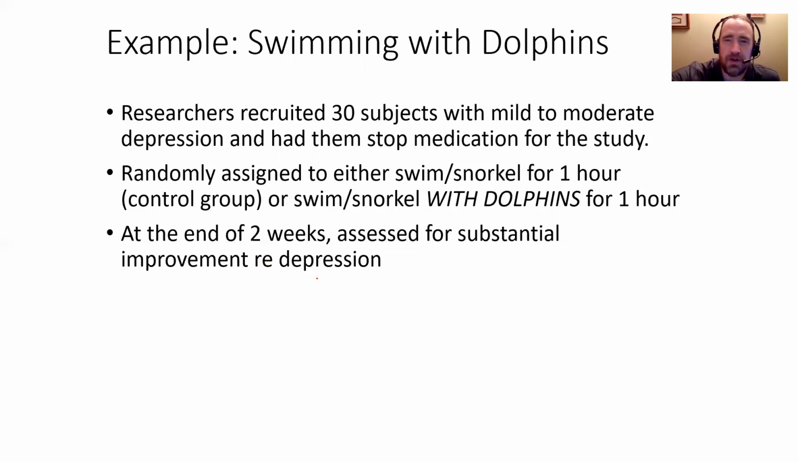So we've got two categorical variables. One of the categorical variables is our explanatory variable, and it's whether they were with dolphins or not. Note that they tried to keep as much the same as they could besides this one specific thing, the dolphins, so they still had their control group swimming and snorkeling for an hour. So that's our explanatory variable, and it's categorical. We've got the two categories, with dolphins or without. Our response variable is also a categorical variable. They decided yes or no, they were seeing substantial improvement for depression. So yes, substantial improvement, or no, not substantial improvement.